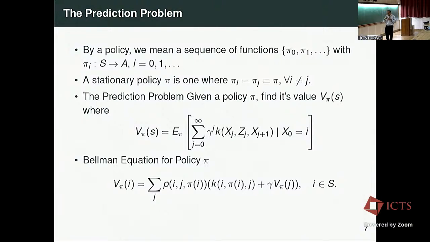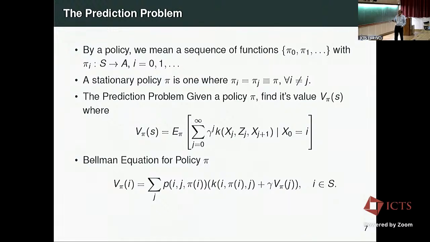Whenever you update your policy, you call this subroutine to estimate the value of that policy, and then you update your policy again. So there's some procedure that can move along those lines as well. The problem we tackle here is the simpler problem.